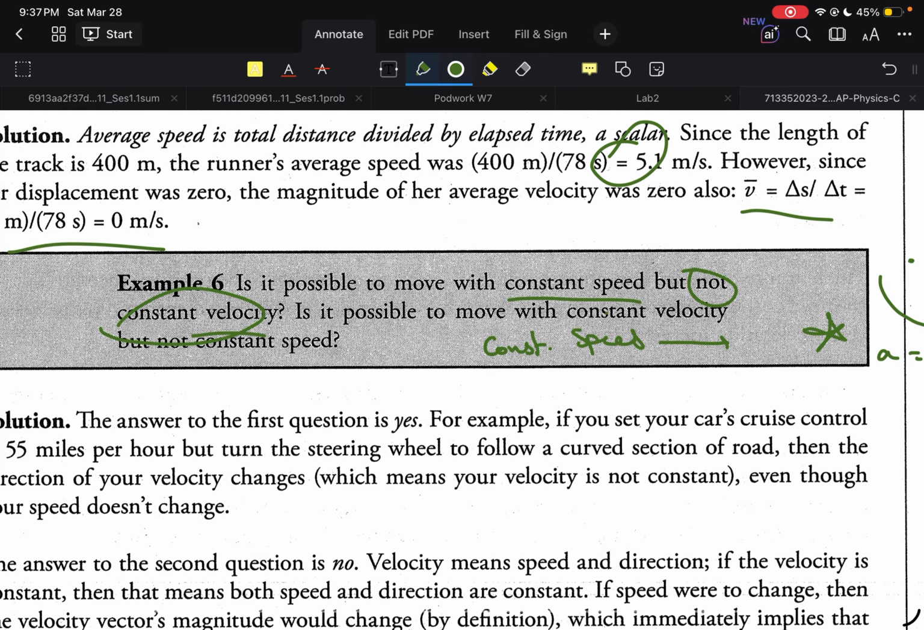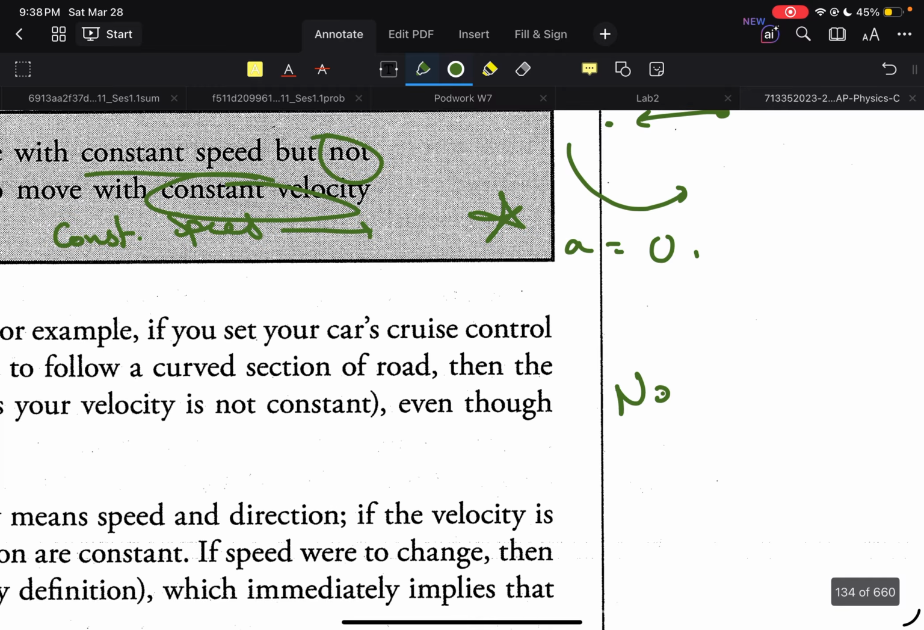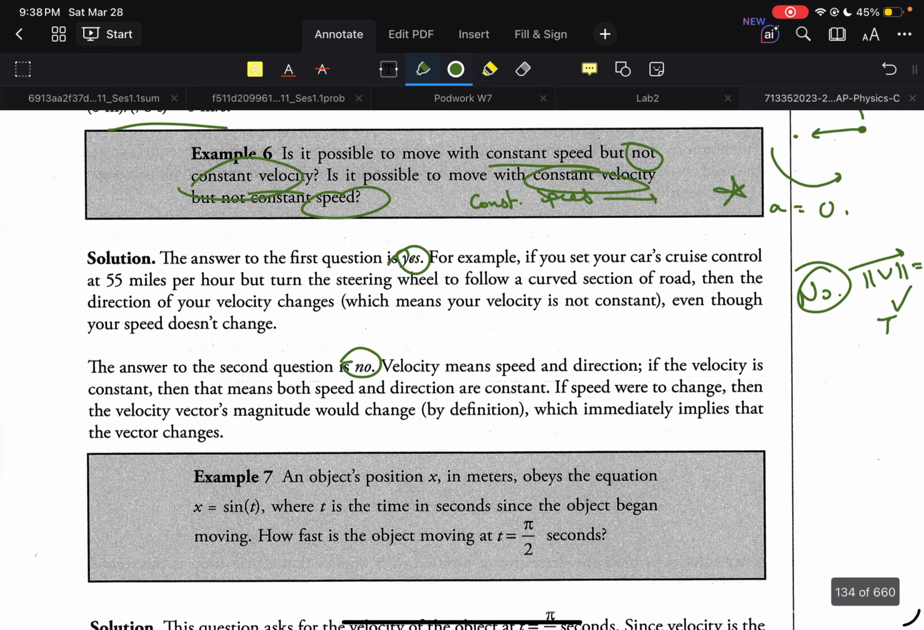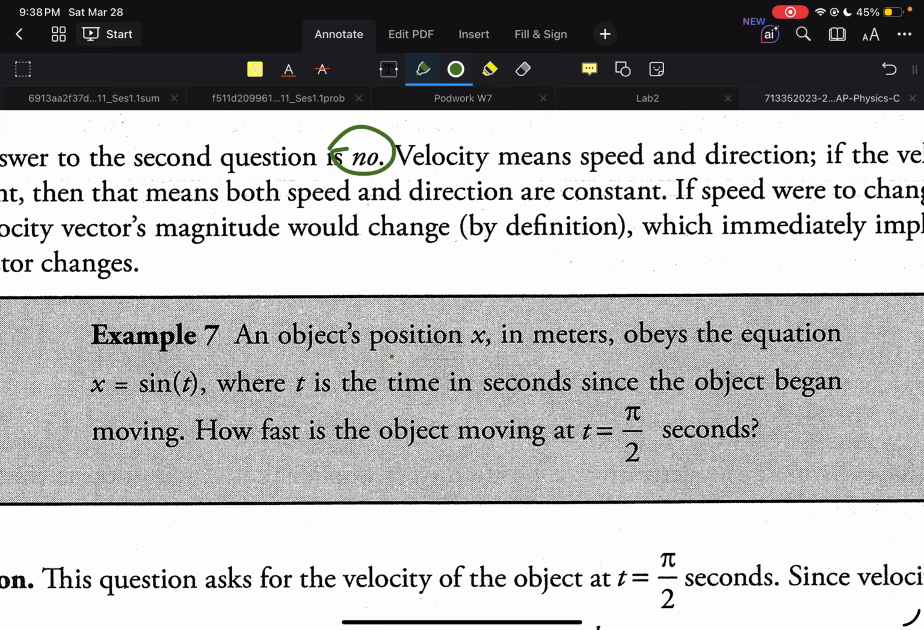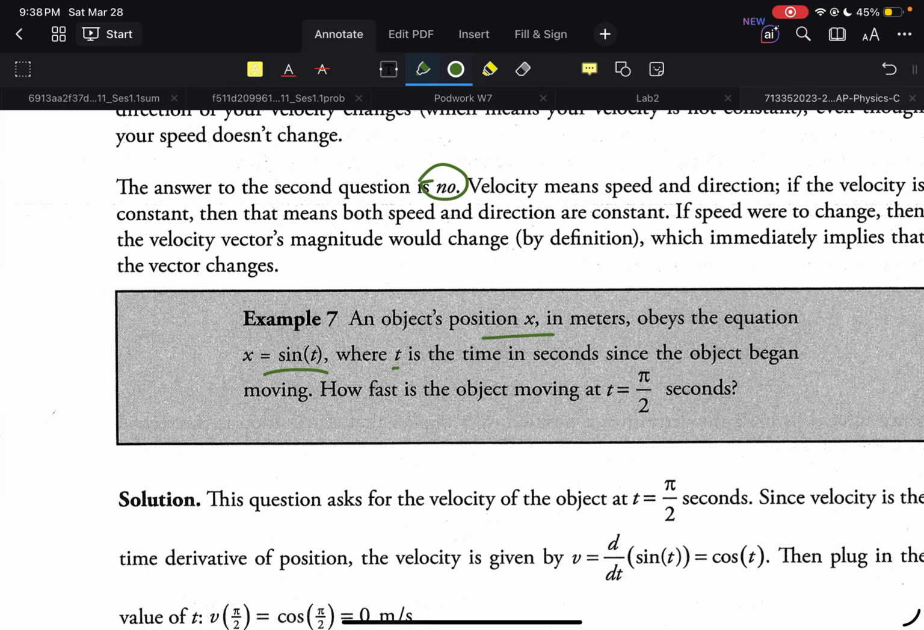We're looking for that. It's possible to move with constant velocity, but not constant speed. That, however, is incorrect. No, second statement is not incorrect. Because if there's constant velocity, the magnitude of a constant velocity equals the constant speed, which will always be true. So this is no. No, yes.